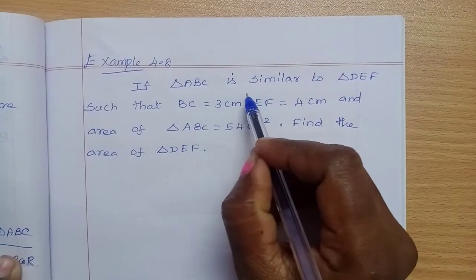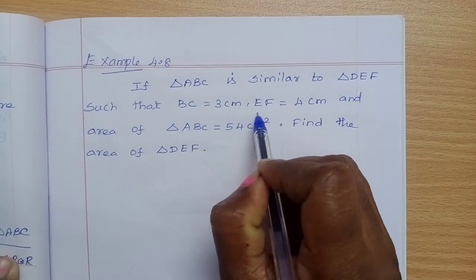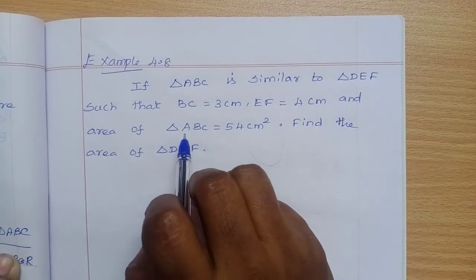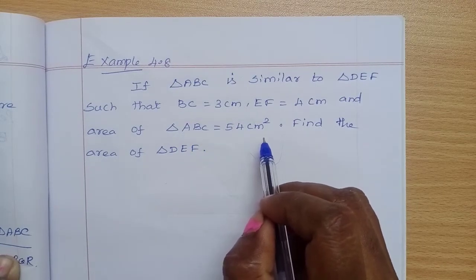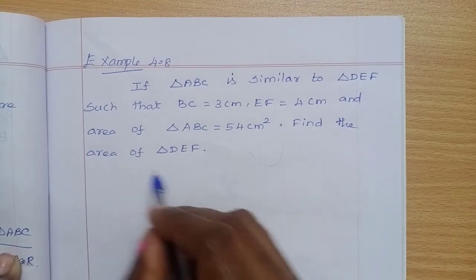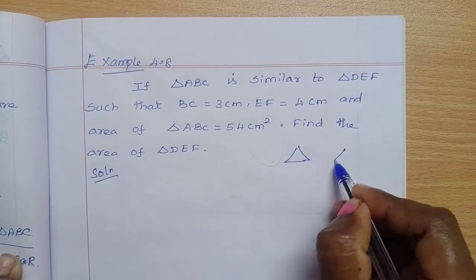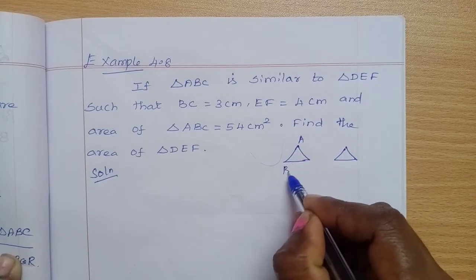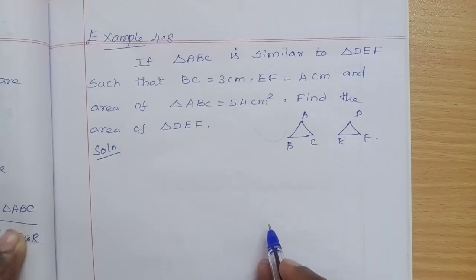4.8. If triangle ABC is similar to triangle DEF such that BC equal to 3 cm, EF equal to 4 cm and area of triangle ABC is equal to 54 cm square, find the area of DEF. So, here also the two triangles are similar. So, first triangle is ABC. Second one is DEF. So, here also we have the result.